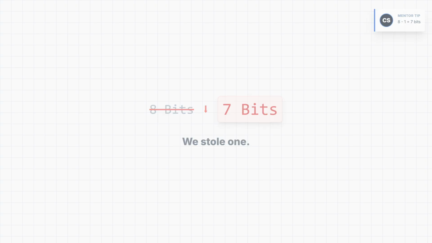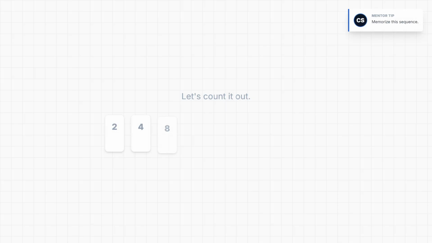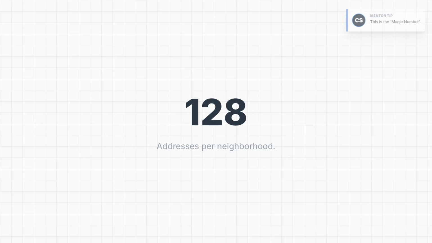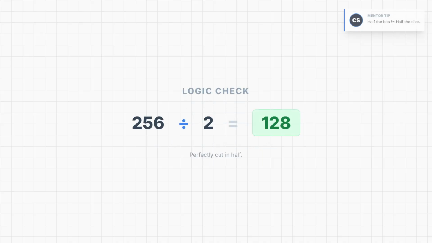We have to do the math again. What is 2 to the power of 7? Let's count it out. 2, 4, 8, 16, 32, 64, 128. 2 to the power of 7 is 128. This is your logic check. This is how you know you are right. We started with a block of 256. We borrowed 1 bit, which cut the possibilities in half. Half of 256 is exactly 128.